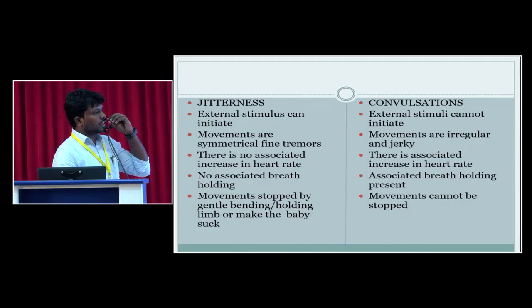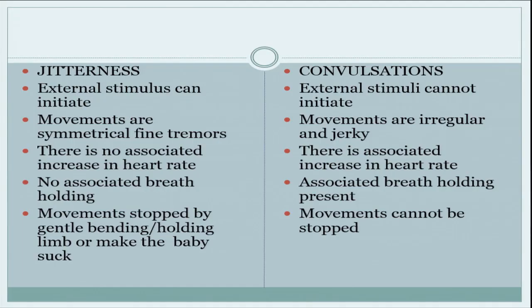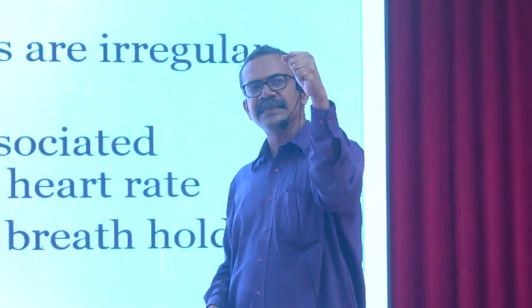Eye signs are basically associated with convulsions, not with jitteriness. And autonomic signs like tachycardia. Jitteriness happens only when the baby is awake. Convulsions can happen in all states. This is one thing. Second thing, jitteriness is symmetrical. The movement in jitteriness is symmetrical.